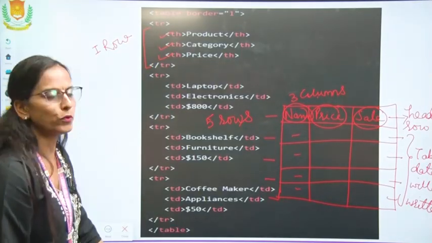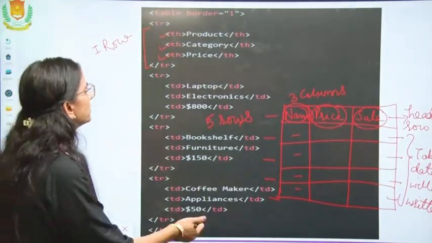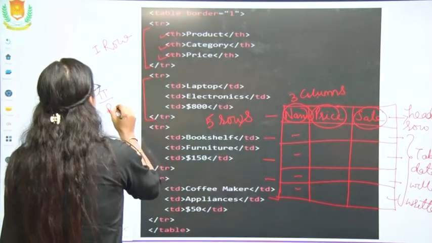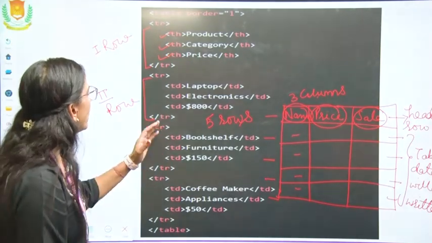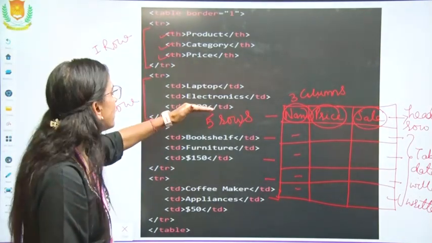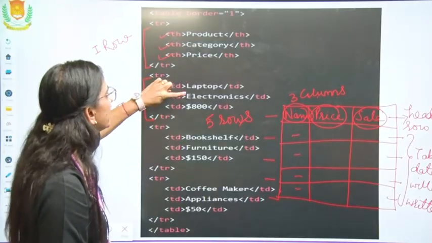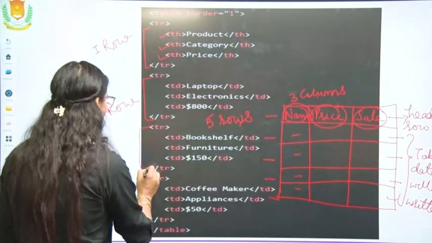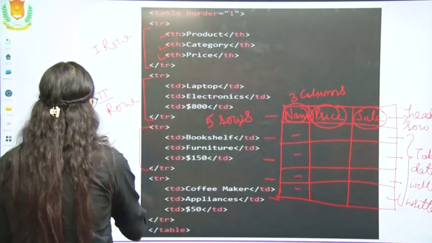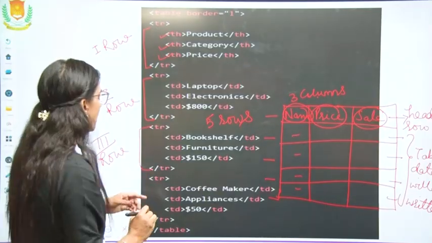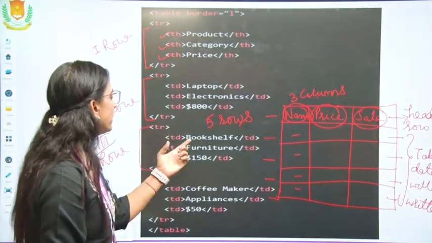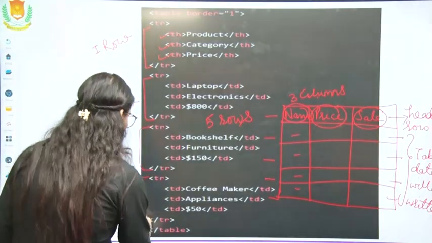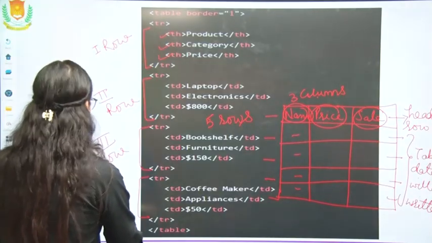We will see the output of this page on the next page. Then we started with the second row. This is the second row. Now we will write down the information about it. Product is laptop, category is electronics and price is 800 rupees. Then we start with the third row. Product is bookshelf, it is furniture, the price is 150. This is the coding for the fourth row.